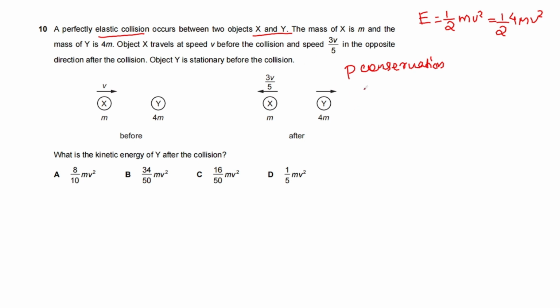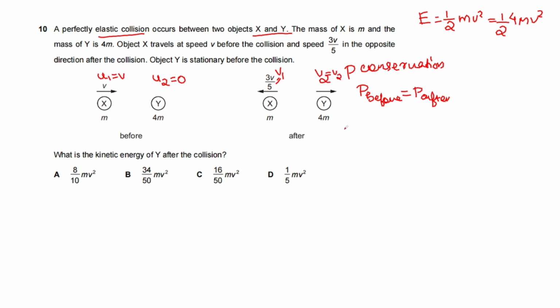The momentum conservation says the sum of momenta before collision would be equal to the sum of momenta after collision. So before collision, let's consider the speed for object 1 as u1 and for object 2 as u2, and after collision v1 and v2. So here u1 is v for X. Since object Y was stationary, u2 is 0. Here v1 is 3v over 5, and v2 let's consider as v2 itself.